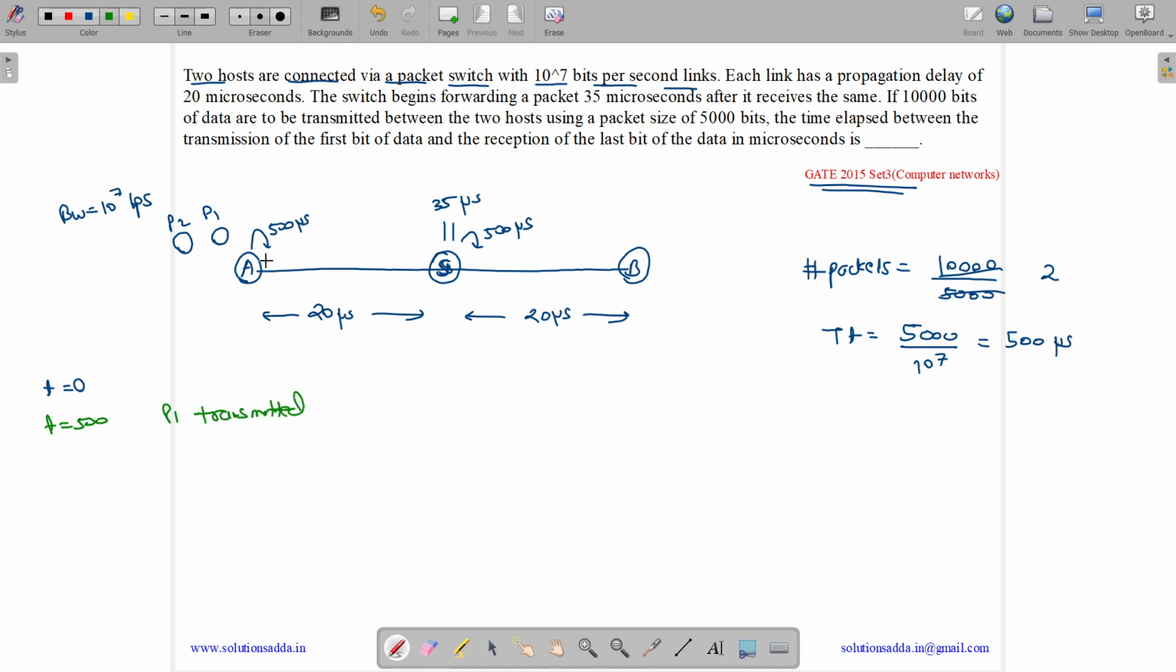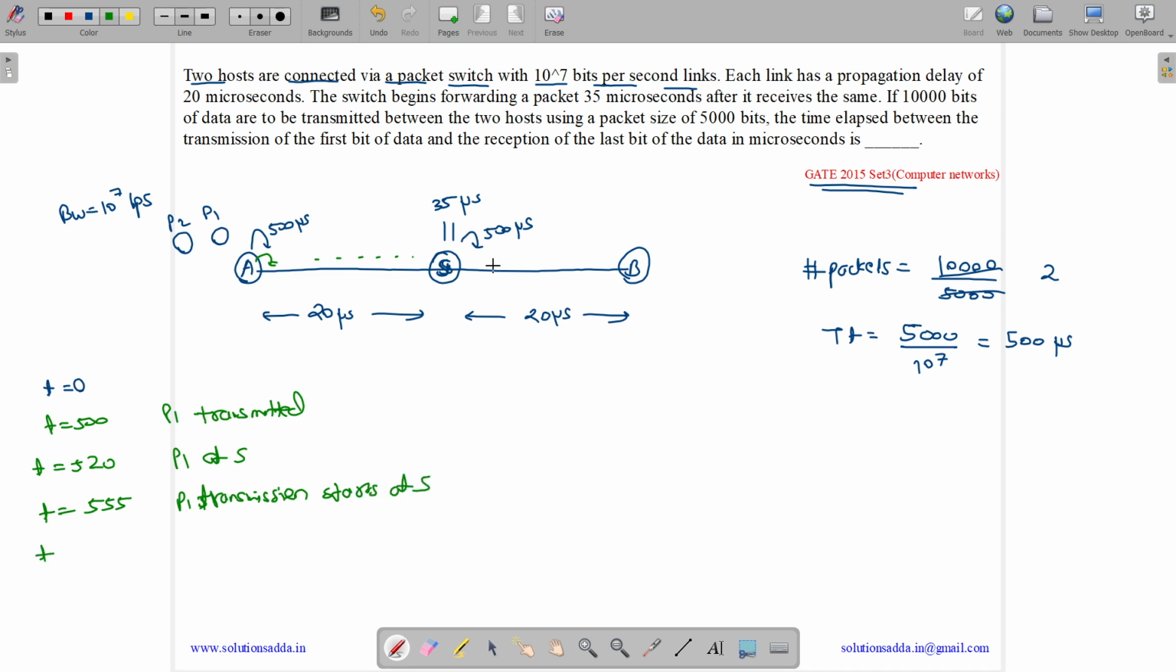Now packet 1 comes over here. It takes 20 microseconds to get here. So at t equals 520, packet P1 is at the switch. Now it takes 35 microseconds as the switching delay. So at t equals 555, P1 transmission starts at the switch. Now it will take 500 microseconds.